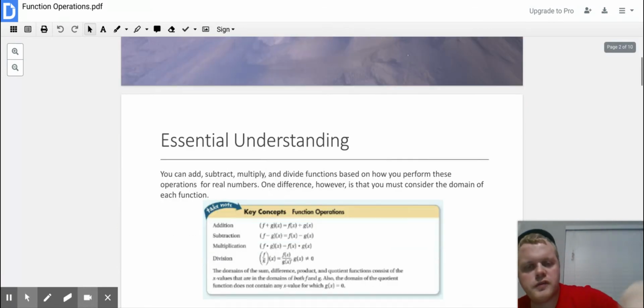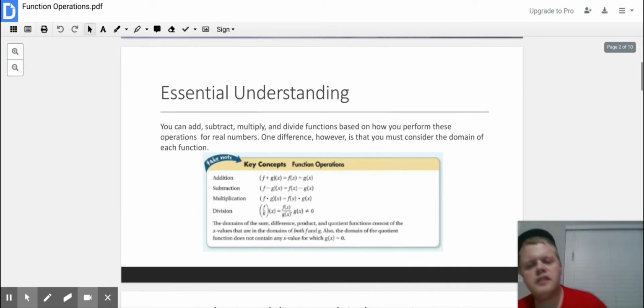All right. So the first thing we'll need to know: you can add, subtract, multiply, and divide functions based on how you perform these operations for real numbers. That's a key thing to understand, guys. And today, we're looking for real numbers. One difference, however, is that you must consider the domain of each function.